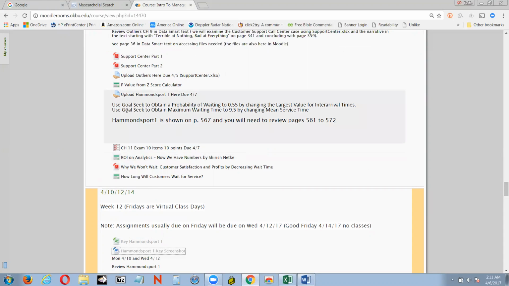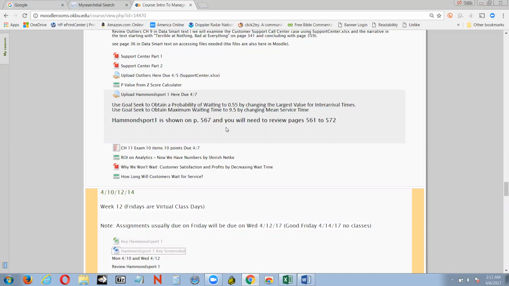I ask you to use GoalSeek to obtain a probability of waiting time of 0.055 by changing the largest value for inter-arrival times. And then I also ask you to use GoalSeek to obtain a maximum waiting time of 9.5 by changing the mean service time. Hammondsport1 is shown on page 567, and you need to really review pages 561 to 572 in developing what we call waiting line simulation.